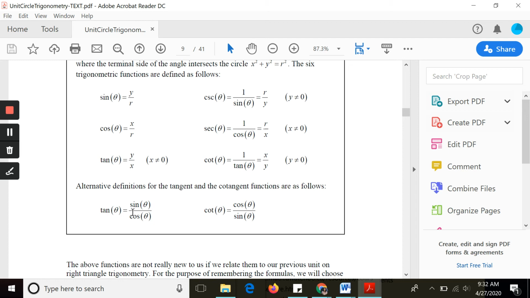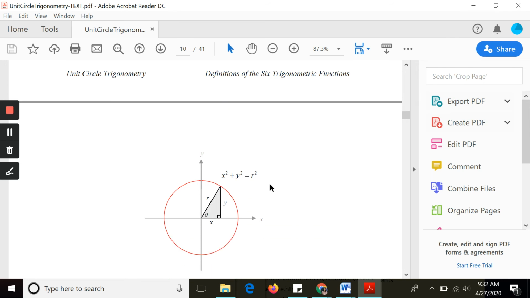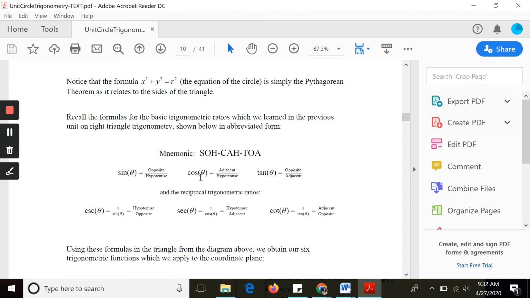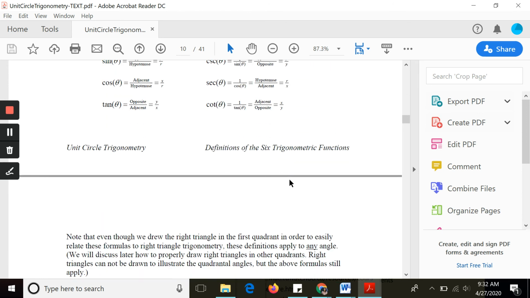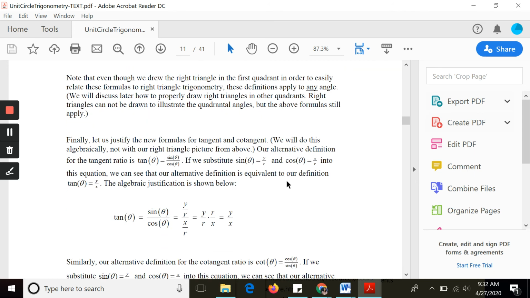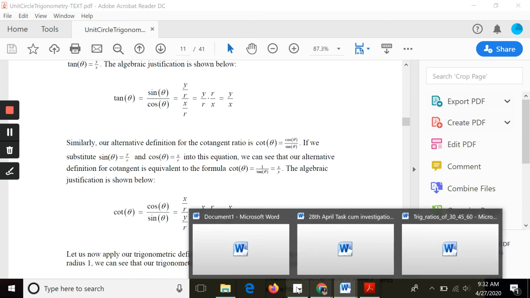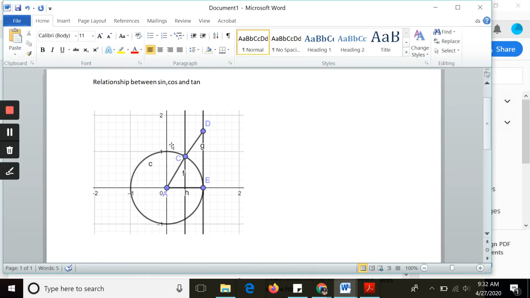And this is the relationship I was talking about between tan, sine, and cos: tan theta is equal to sine theta over cos theta, which I'm going to show you in a minute. So I hope this is clear. This I already explained, when you have r squared, this is what is going to happen. We already know sine, cos, tan, so nothing new here. Okay, so that's pretty much it for this one. So now I'm going to show you the relationship between sine, cos, and tan.